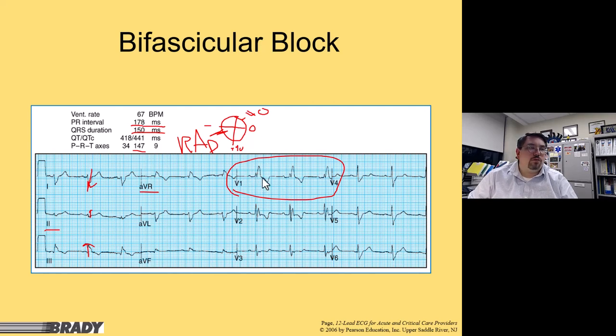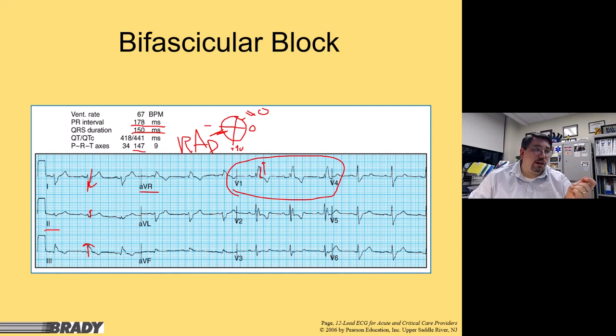Let's take a look at V1. I see an RSR complex here. Again, here's my J point going up to the point of terminal deflection. It points up right. I'm driving my car, I flip my turn signal up, I can turn right. That creates a right bundle branch block. Again, this is a prime example of what you're looking at for a bifascicular block.